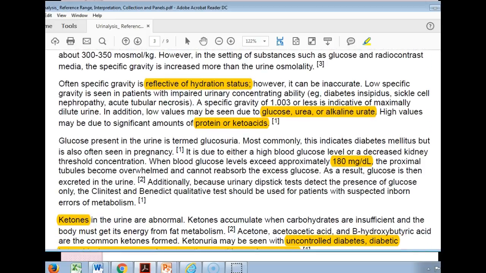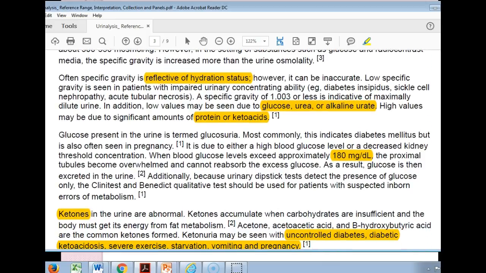Specific gravity is one of my favorites. It is often reflective of hydration status. However, there are some things that may alter that, especially glucose, urea or urate, and protein or keto acids. So it's just important that even though it's a pretty good indicator, again, high specific gravity says they're a little more dehydrated or dry, and low specific gravity says they're hydrated well, or maybe overhydrated, or may even have something like diabetes insipidus.